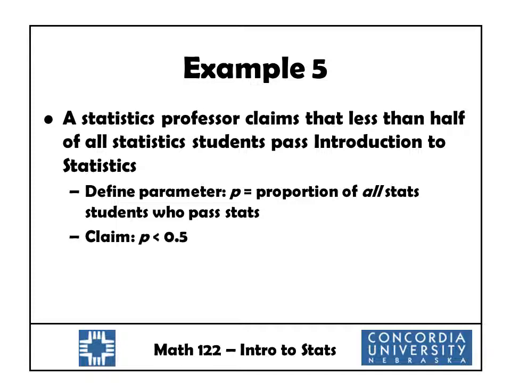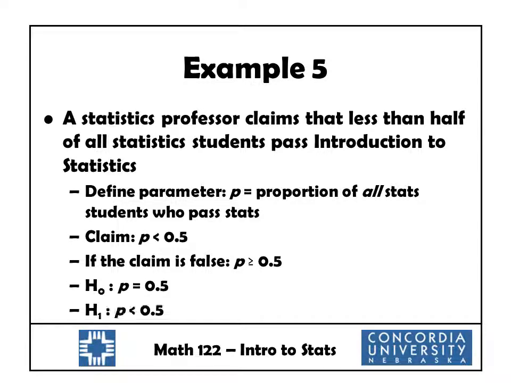So the claim in mathematical notation is that p is less than 0.5. If false, then p is greater than or equal to 0.5. The null hypothesis comes from the one of those two that contains equality. So it comes from the second one, the statement that p equals 0.5. The alternative is the other statement, p is less than 0.5.